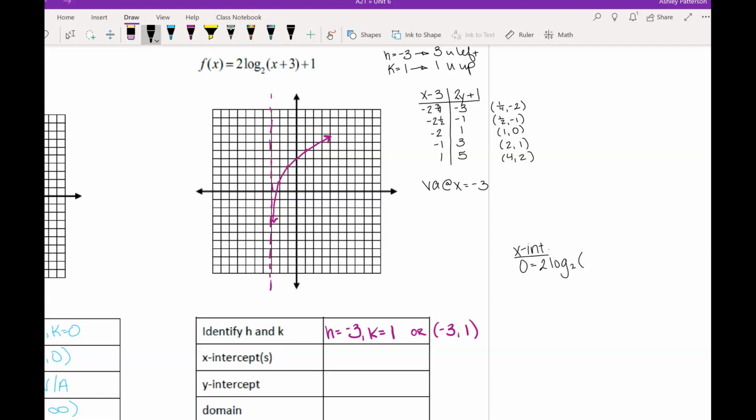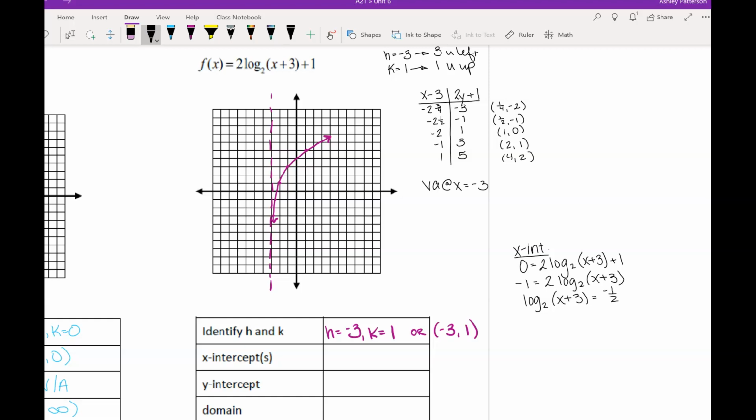So plug 0 in for y, please, and then we have 2 times the log base 2 of x plus 3, plus 1. Okay, isolate the logarithmic term with me, because we need to get x by itself. X is inside of the log quantity. So I'm going to subtract 1, and that equals 2 times the log base 2 of x plus 3. And then I'm going to divide both sides by 2. So we get the log base 2 of x plus 3 is equal to -1/2.